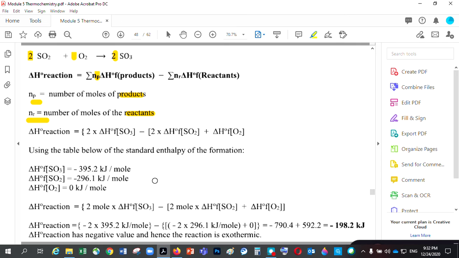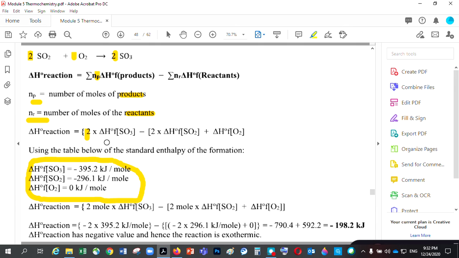Now let's look at this. From the table, I'll show you the table in a couple of minutes. So here is the table. We have delta H formation of SO3 is minus 395.2. The SO2 delta H formation is minus 296. And delta H for oxygen, a stable gas, is zero. So plug this in. The product is two moles here, two.